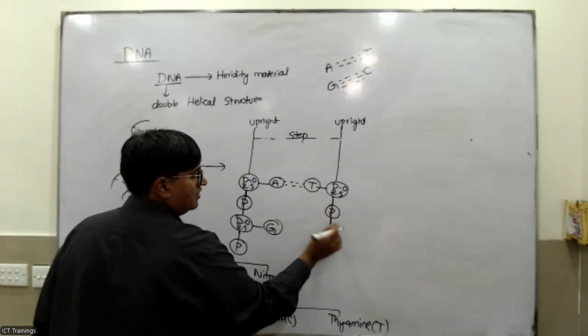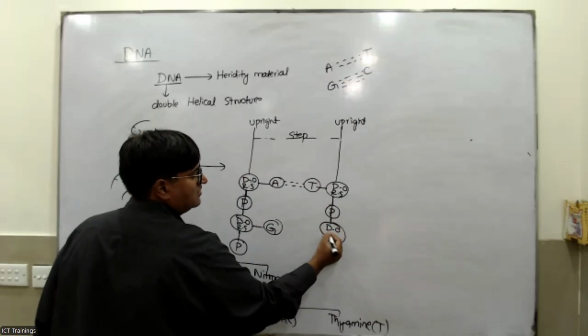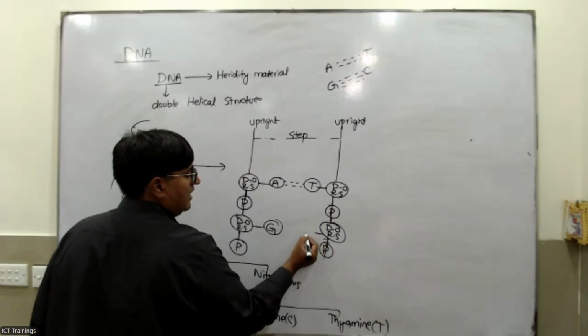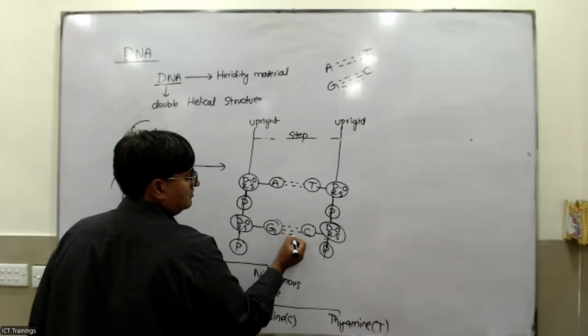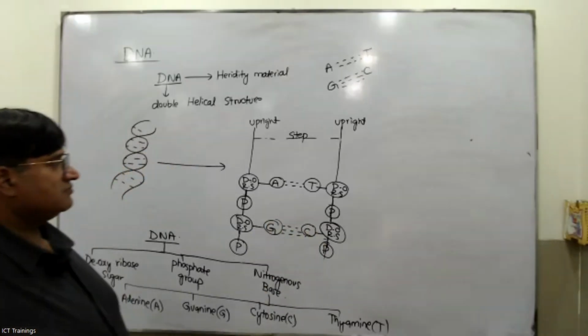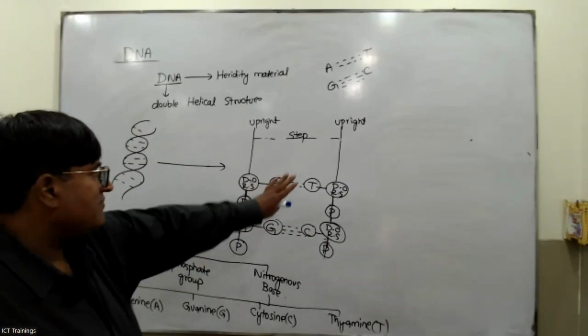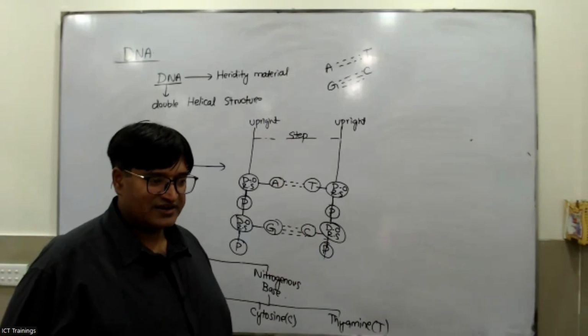So here we have deoxyribose sugar, this is the phosphate group and this is cytosine. So they have three hydrogen bonds between them. So in this way, my dear, the whole DNA is made up. Did you get it, guys?